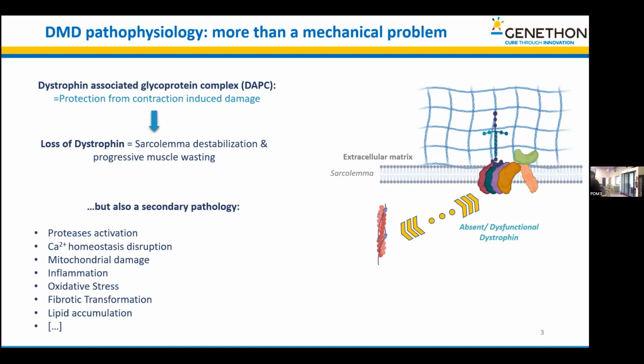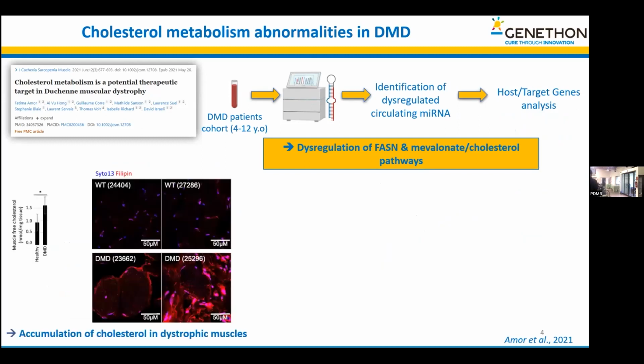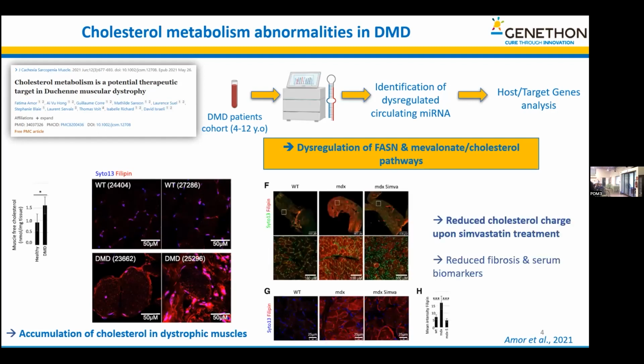The reason we are interested in lipid metabolism in the context of Duchenne is because a few years ago we did a microRNA screening on a cohort of DMD patients. One of the things that stood out in this screening and analysis was the dysregulation of the fatty acid synthesis pathway and the mevalonate and cholesterol pathway. When we look at biopsies from DMD patients, we can see cholesterol accumulation within the muscle fibers. We can check that with filipin staining, for instance, and by measuring the total cholesterol in the dystrophic muscle.